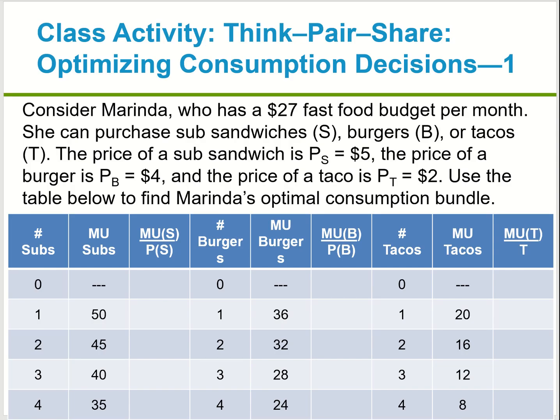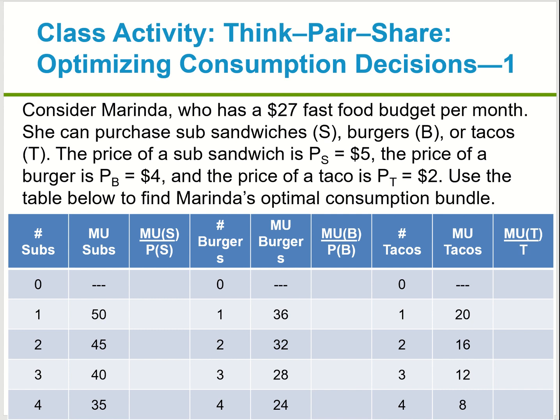All right, so we have an example here. Consider Miranda, who has $27 for a fast food budget per month. She can purchase sub sandwiches, burgers or tacos. The price for a sub sandwich is $5. The price for a burger is $4. The price for a taco is $2. Use the table below to find Miranda's optimum consumption bundle.